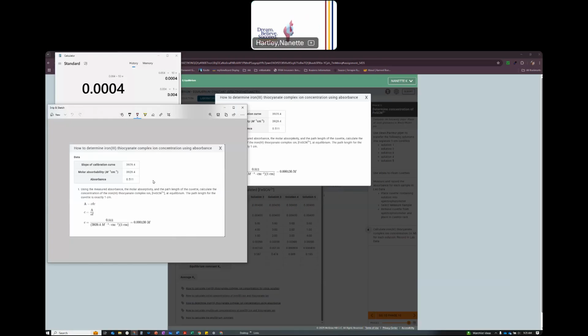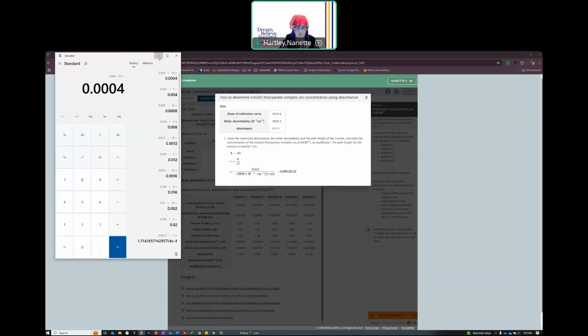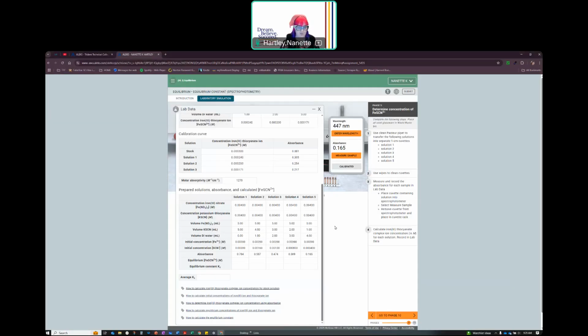So concentration is equal to absorbance divided by the molar absorptivity times the path. So that's what that said. That's out of the way. I'm going to close this. And so I'm going to look at all of this stuff that I have.